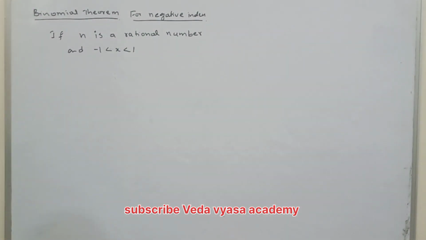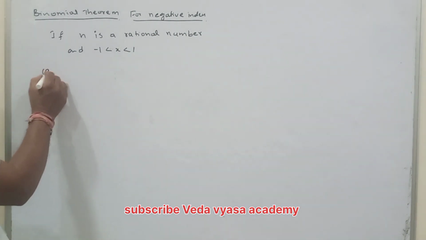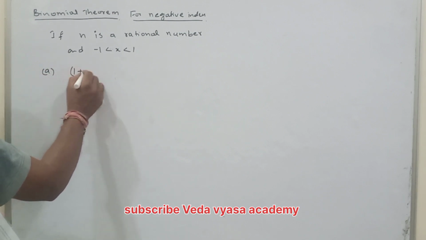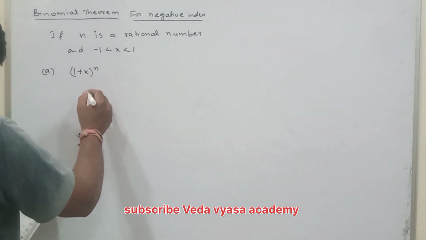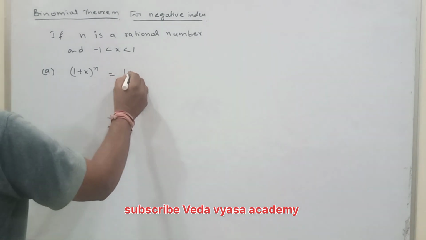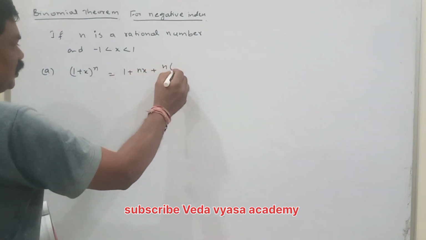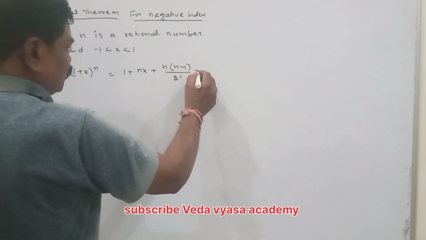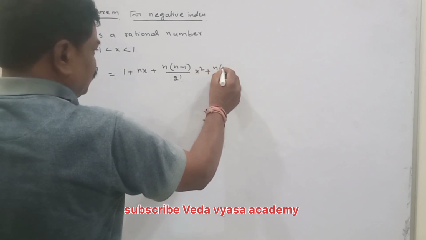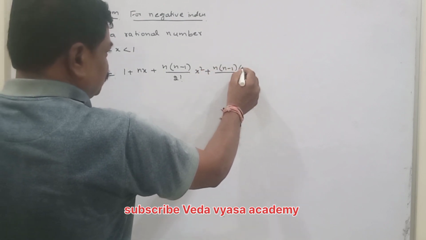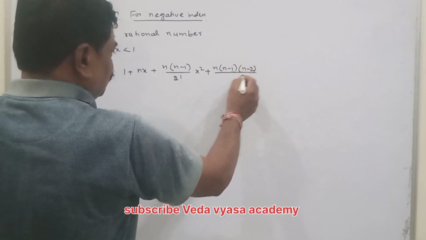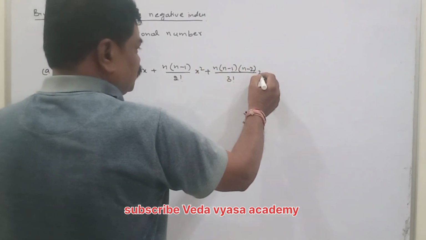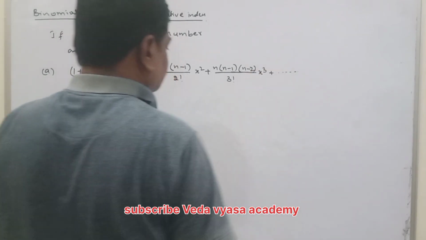n is a rational number and minus 1 less than x less than 1. Then, first one: (1 + x)^n = 1 + nx + n(n − 1)/2! x² + n(n − 1)(n − 2)/3! x³ + and so on.